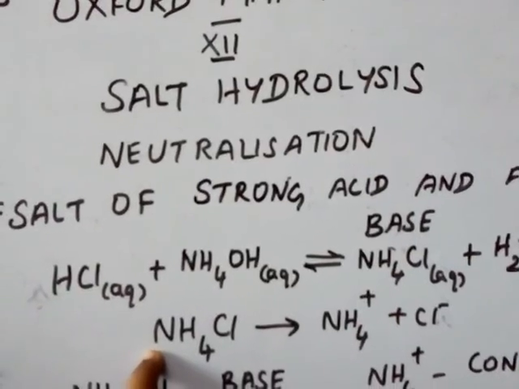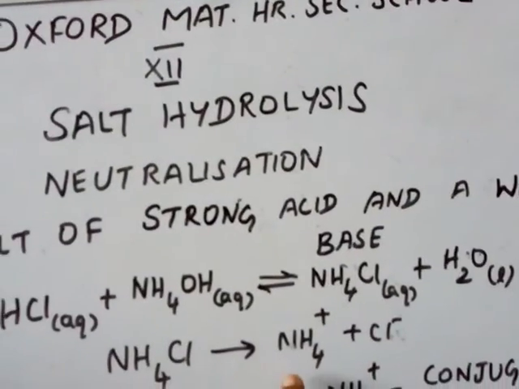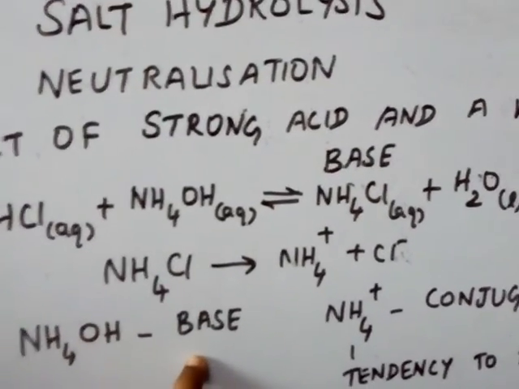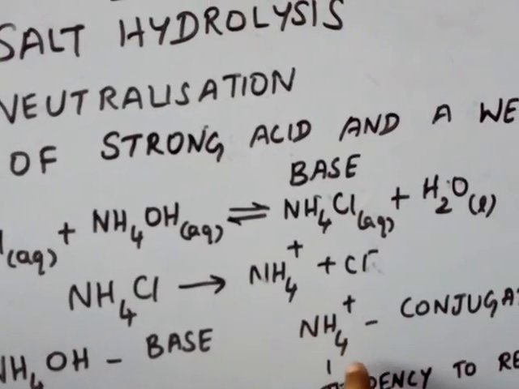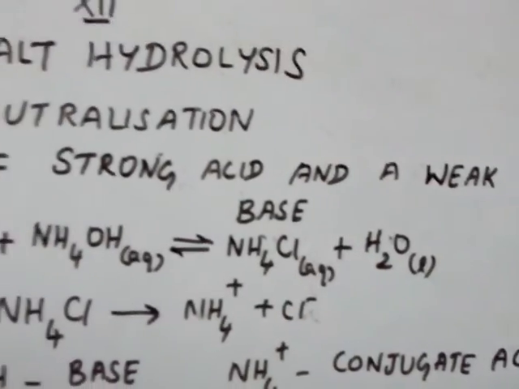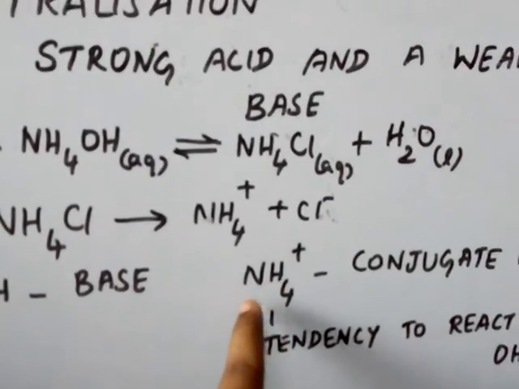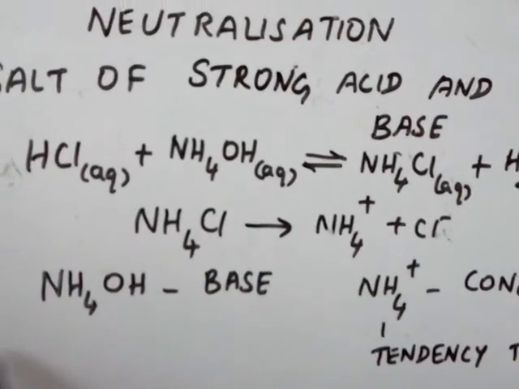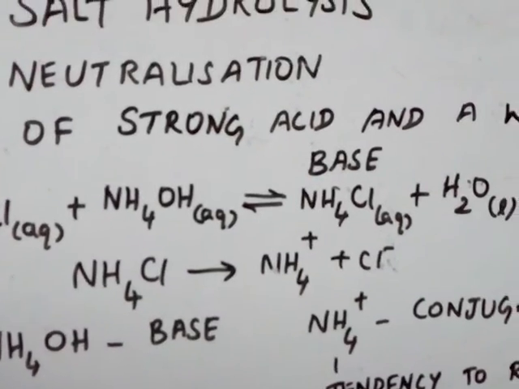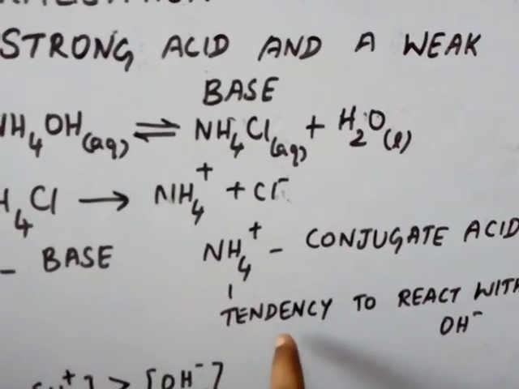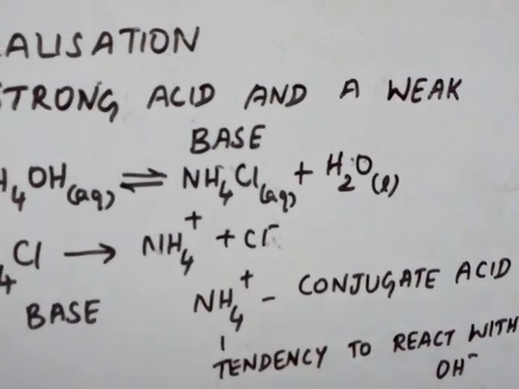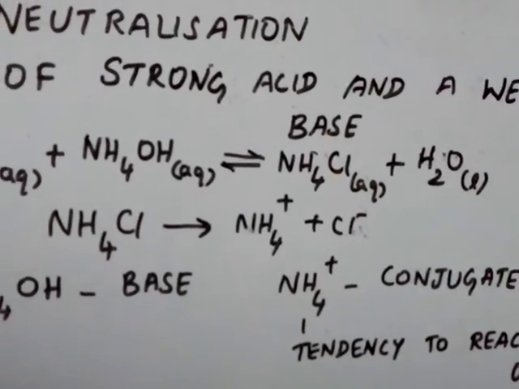Ammonium chloride on hydrolysis gives NH4 plus and Cl minus. Ammonium hydroxide is a base. The NH4 plus obtained from ammonium hydroxide is a conjugate acid. This NH4 plus, where is it coming from? It is obtained from ammonium hydroxide. What is the nature of ammonium hydroxide? It is a weak base. So obviously it has the tendency to react with OH minus ion so that it forms ammonium hydroxide.